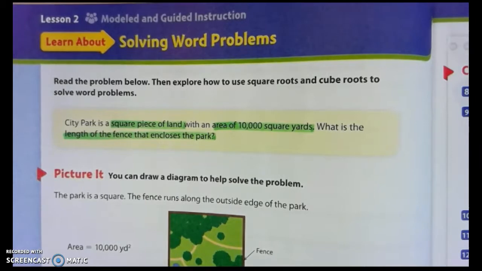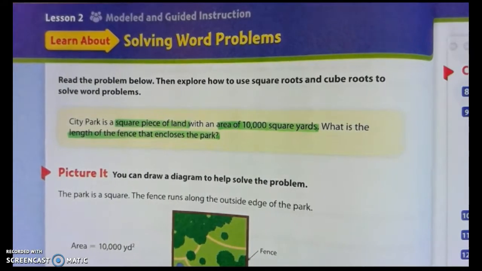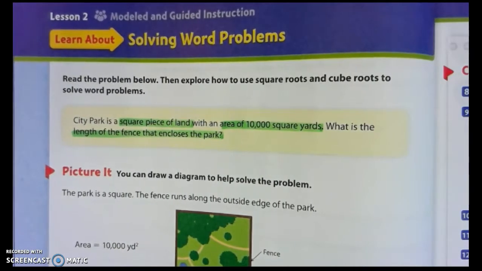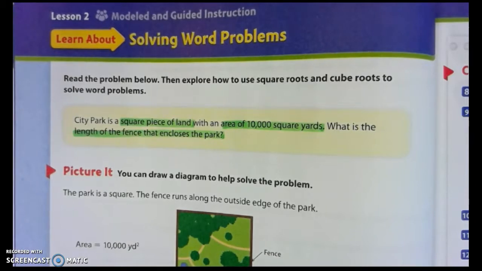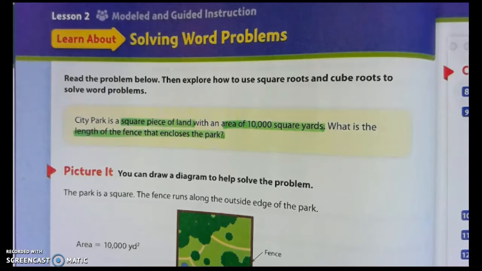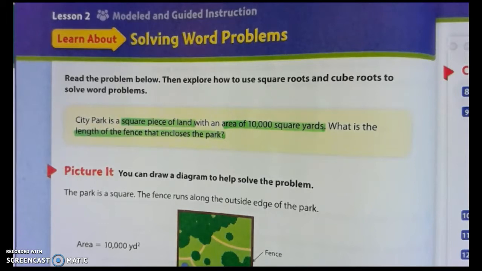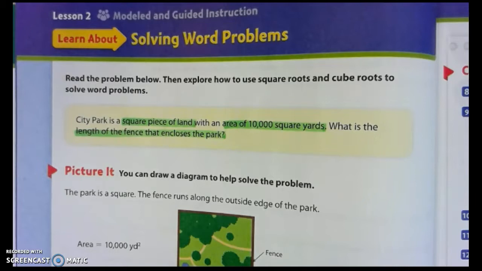Now, I want you to understand something about this problem. They're telling you it's a square. They're giving you the area. Okay, they're telling you the product of two dimensions. They want to know the length of the fence that encloses the park. They do not want to know the length of one side. Okay, they want to know the length all the way around the park. They want to know the perimeter.